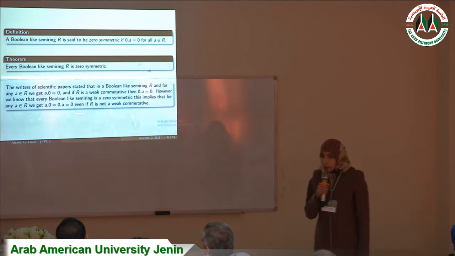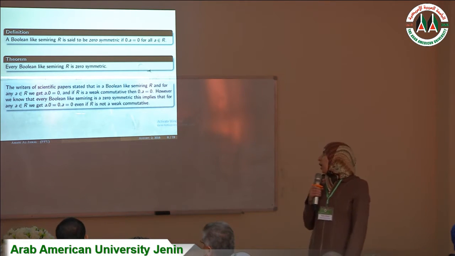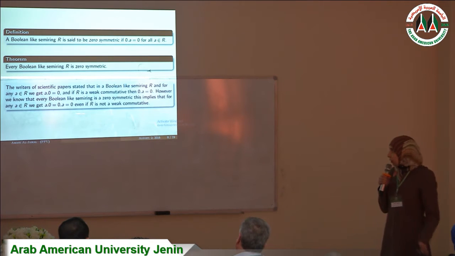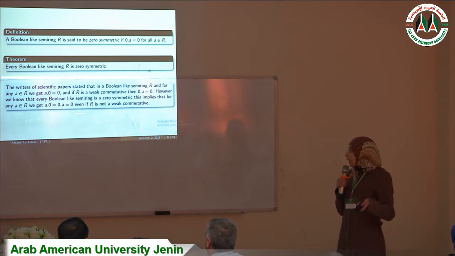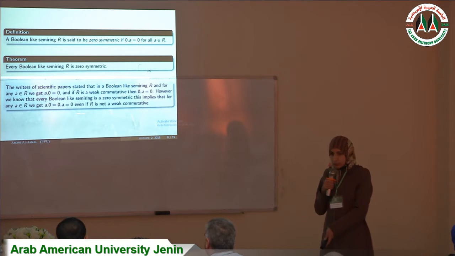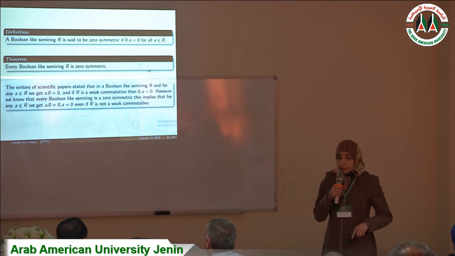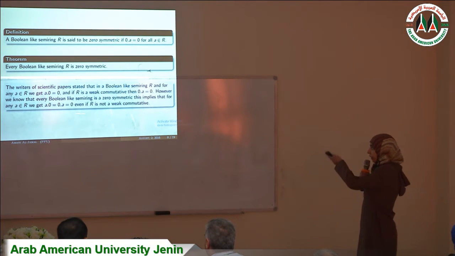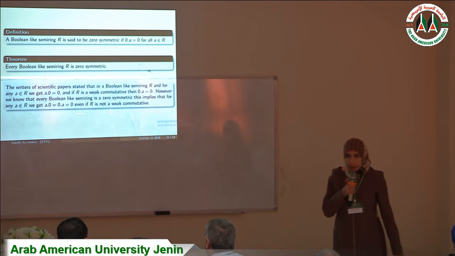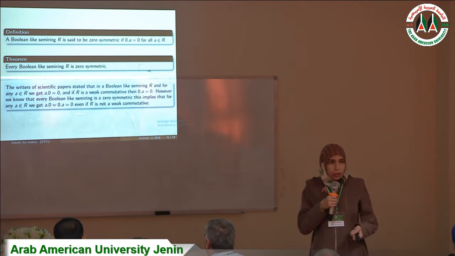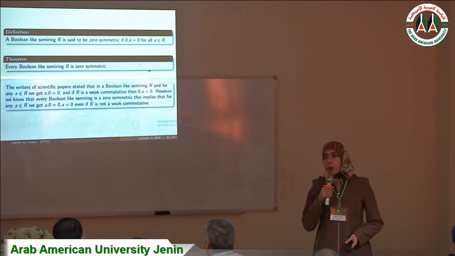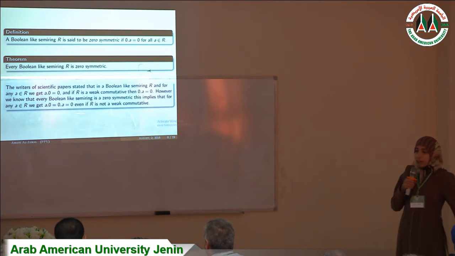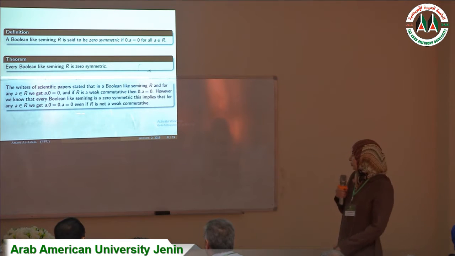Every Boolean semiring R is zero symmetric. The writer of a scientific paper stated that in a Boolean semiring R, for any A in R, we get A dot 0 equals 0, and if R is weak commutative, we get 0 dot A equals 0. However, we know that every Boolean semiring is zero symmetric. This implies that in any Boolean semiring R and for any A in R, we get 0 dot A equals A dot 0 equals 0, even if R is not weak commutative.